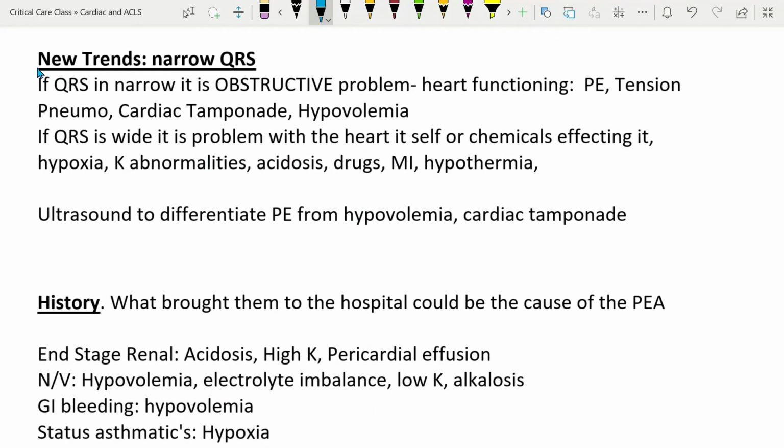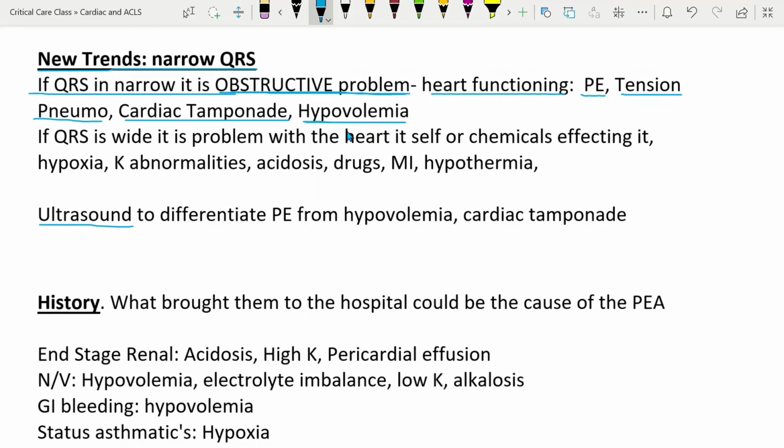Emerging trends focused on using measurements of QRS and ultrasound at the bedside during the code to locate the cause of the pulseless electrical activity or asystole, such as hypovolemia, obstruction, or heart and electrolyte problem. If the QRS is narrow, then it is more likely a problem outside the heart, such as hypovolemia or obstruction, and the heart itself is functioning appropriately. Obstructions such as pulmonary embolism, tension pneumothorax, cardiac tamponade, or hypovolemia.